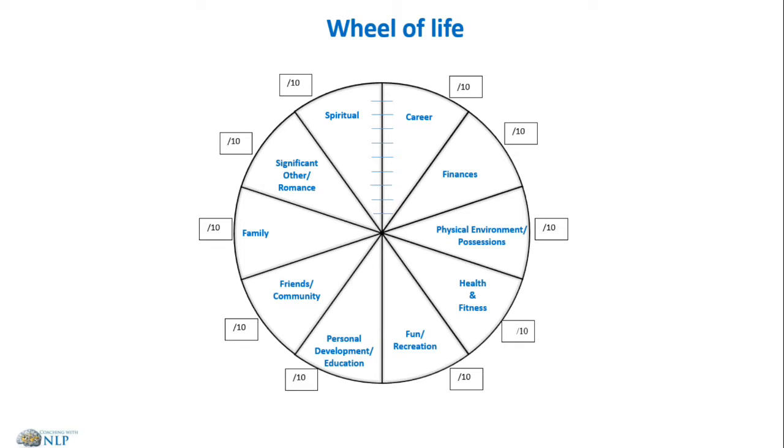these areas? So, example, in your career, let's say that you felt you were a 3 out of 10 in your career. Then you would draw an arched line around about where you'd imagine 3 would be if 0 is the middle and 10 is the outside. Then finances. And then you do that for each area of your life.